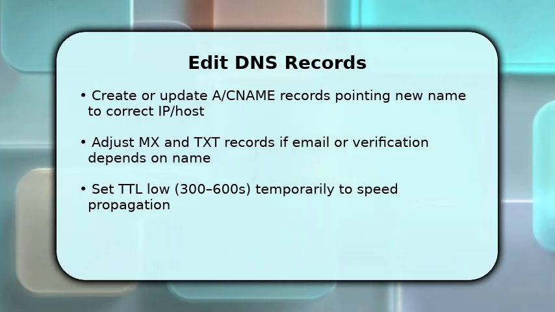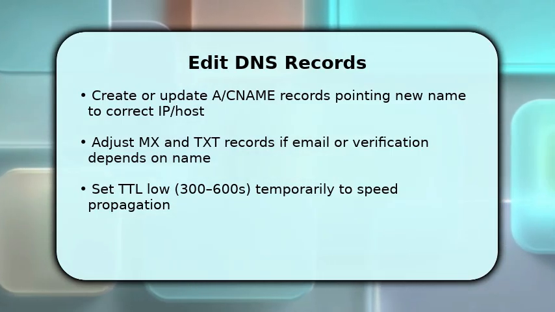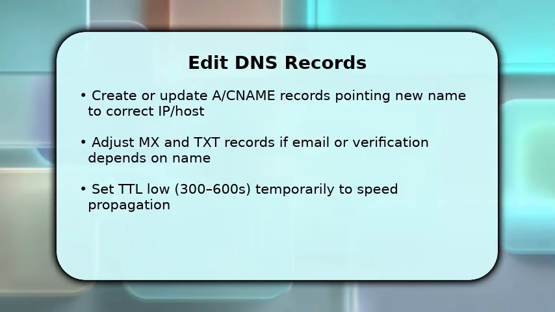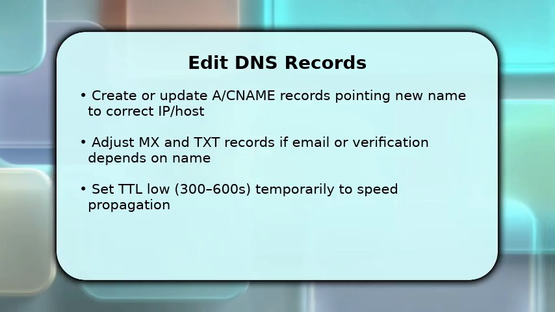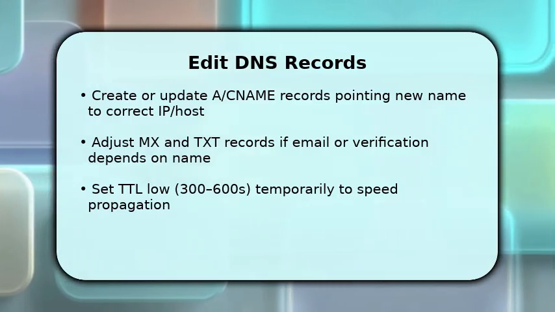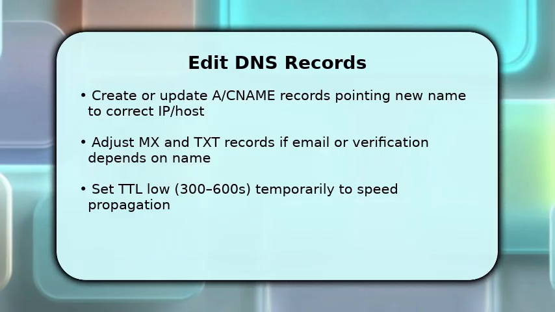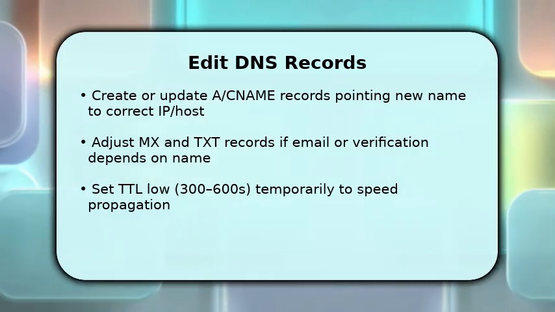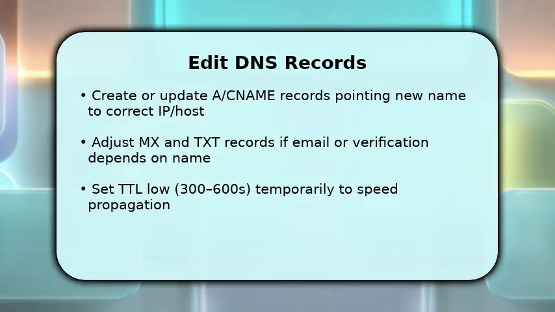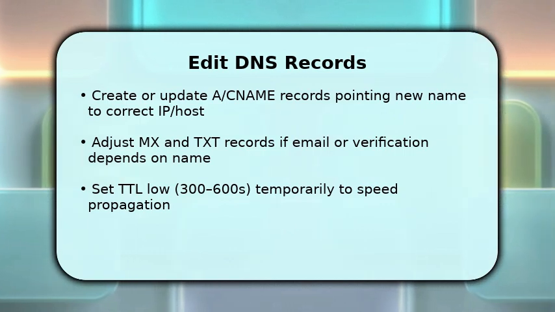Next, check MX and TXT records. If email or domain verification relies on the name, update those entries too. Make sure to lower TTL to 300-600 seconds temporarily so changes propagate faster. After saving, verify there are no duplicate conflicting records. Conflicts cause inconsistent resolution across networks and browsers.